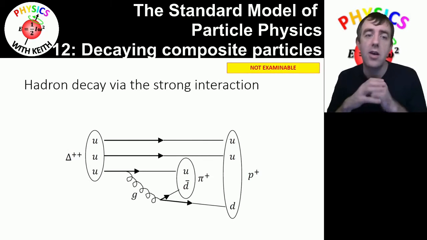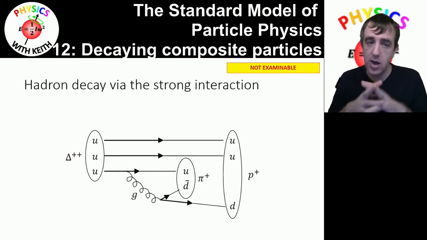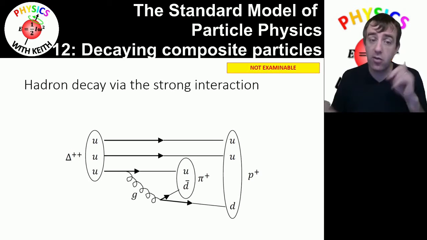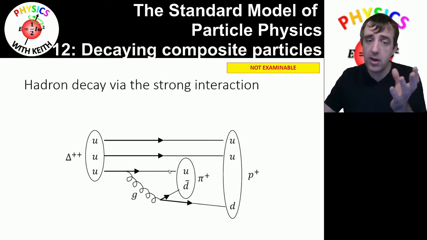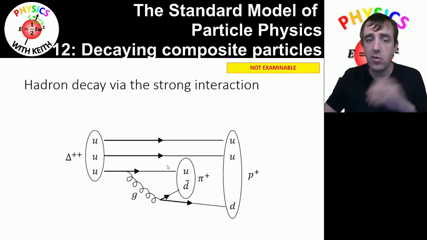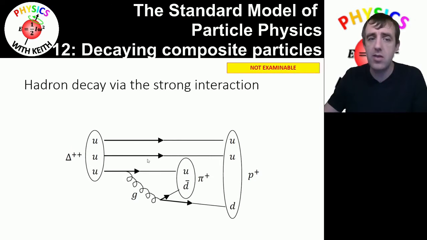Here you can see a delta++ hadron. It has 3 up quarks. No strangeness because it's a delta particle. The strong nuclear force will change the up quark from one color into another. It will do some sort of exchange, and this will be happening within this. It's not indicated very clearly here, but within this baryon, within this delta++.